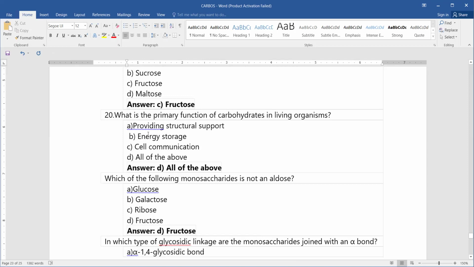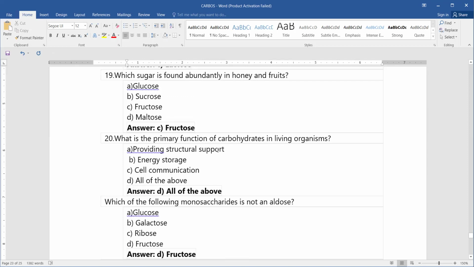Providing structural support, energy storage, cell communication. Okay, all of the above.